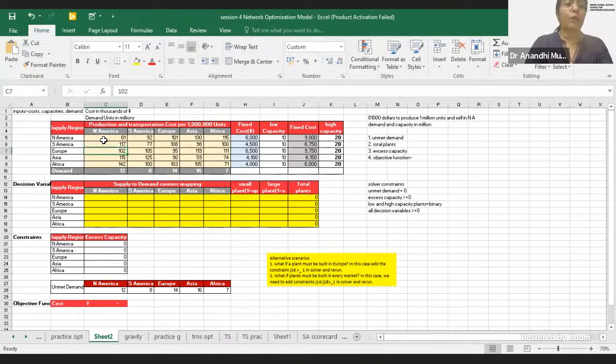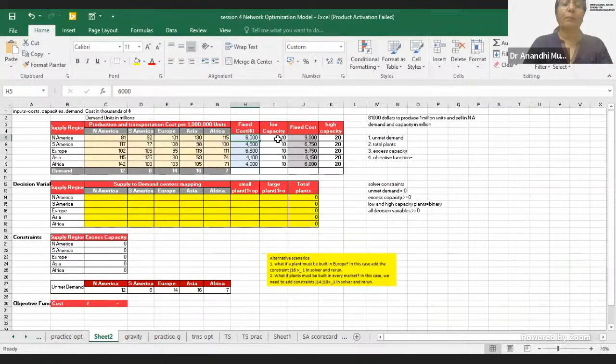So likewise for every location, data on these figures are also given. These are all given figures. And they also have given us the fixed cost. Variable cost initially is not considered here for calculation. So let us go with the fixed cost, and again, the capacity can be low capacity or high capacity plant.